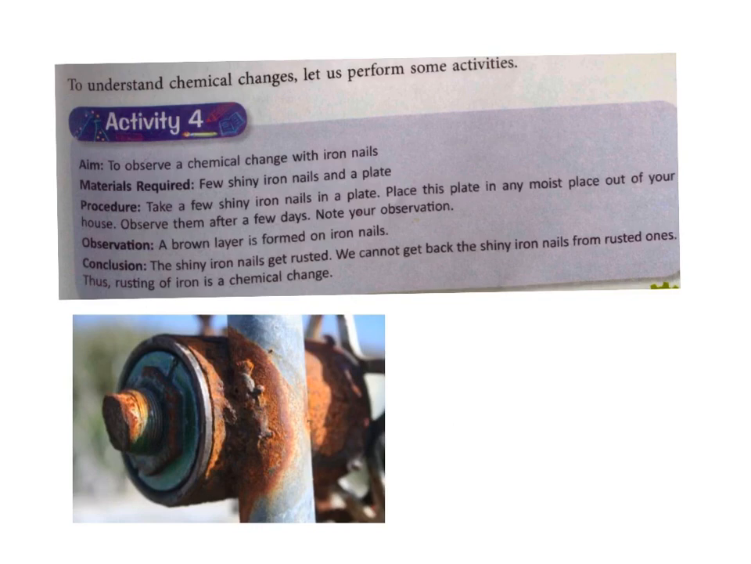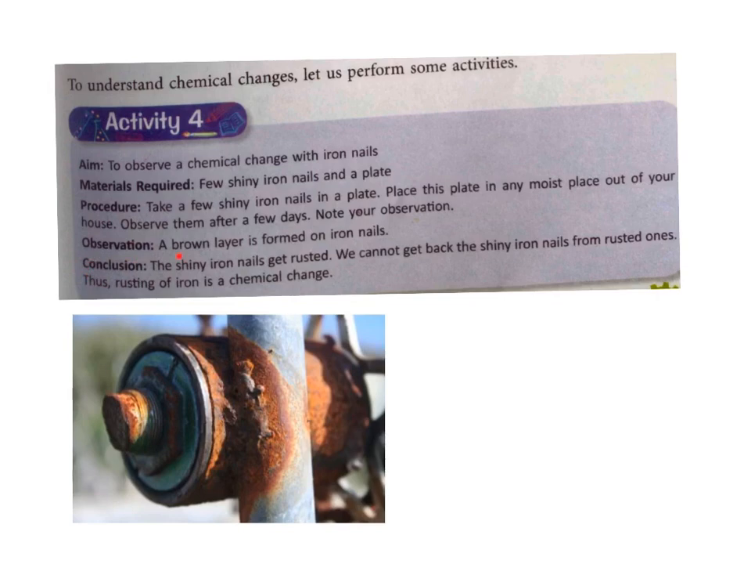Activity 4. Aim: to observe a chemical change with iron nails. Materials required: a few shiny iron nails and a plate. Procedure: take a few shiny iron nails in a plate. Place this plate in any moist place outside your house. Observe them after a few days. Note your observation. I hope you all can do this activity at your home.